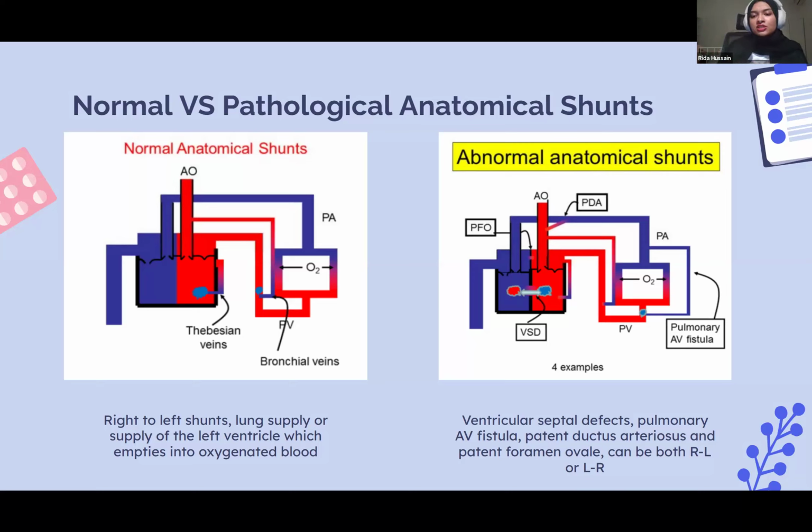The abnormal ones are 4 types. Dr. Shams said that you guys covered it in your embryo lectures, which I'm sure you did, but the 4 different types are patent foramen ovale, patent ductus arteriosus, the ventricular septal defect, and the pulmonary AV fistula, right? These are abnormal anatomical shunts that happen congenitally or due to different reasons. And another difference is that they can be right to left or left to right shunts. Does that make sense?